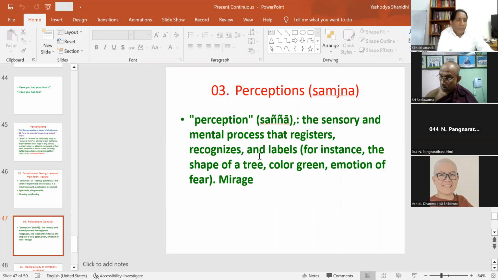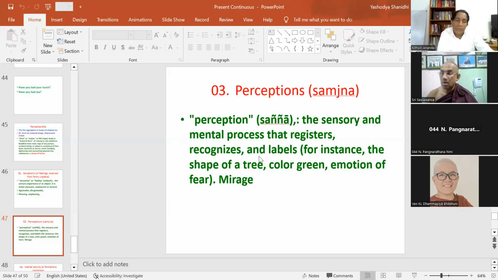The perception can be subdivided into perceptions derived from identifying visual forms, rupa sanya. Perceptions derived through the sense-based ear, sadda sanya. Perceptions derived through the sense-based body, sparsa sanya, tactile perceptions received through the body. Taste-related perception derived through the sense-based tongue, rasa sanya.